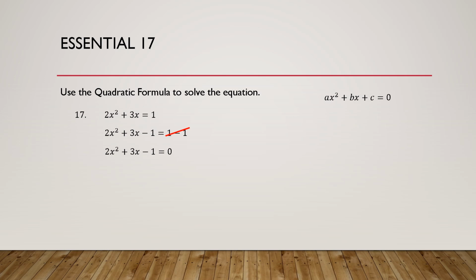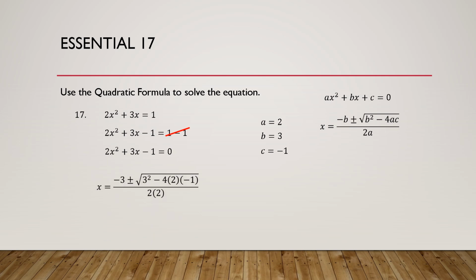We remember the quadratic formula as negative b plus or minus the square root of b squared minus 4 times a times c, over 2a. In this equation, a will be 2, b equals 3, and c equals negative 1. We fill in our values to get negative 3 plus or minus the square root of 3 squared minus 4 times 2 times negative 1, over 2 times 2.